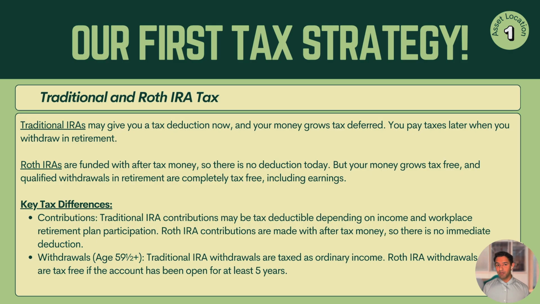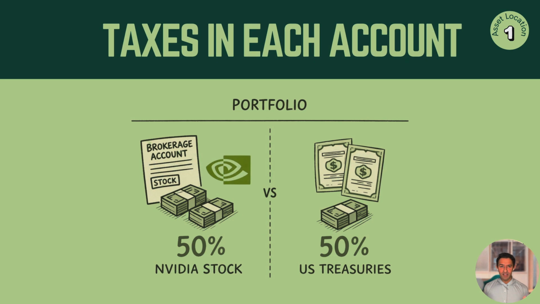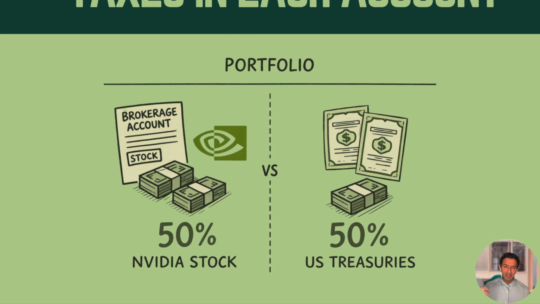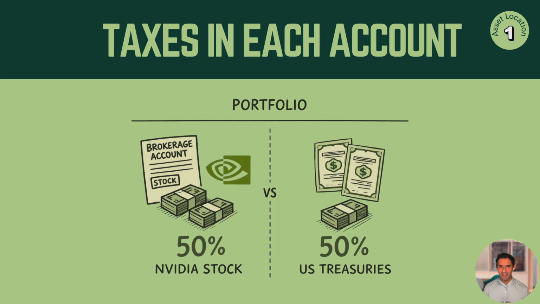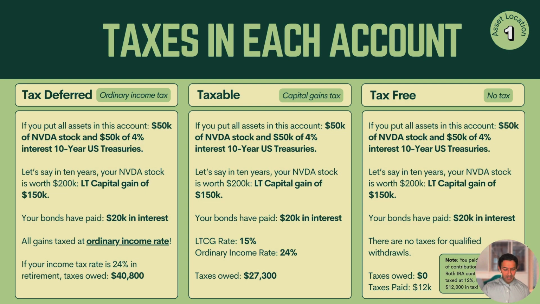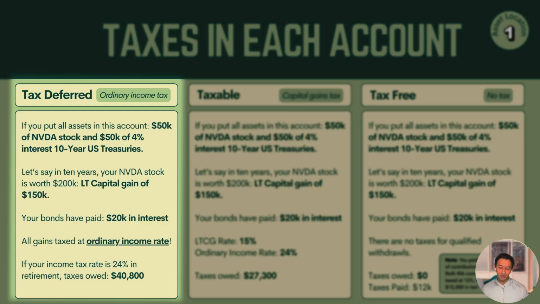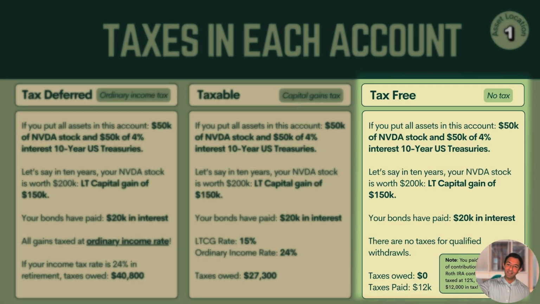So we're going to use an example of a portfolio comprised of 50% of NVIDIA stock and 50% of US Treasuries, and that'll give you some numbers and really help you understand the concept better. So the first thing we need to understand is that we have 3 different types of accounts. We've got our tax-deferred accounts, we've got our taxable accounts, and we've got our tax-free accounts.